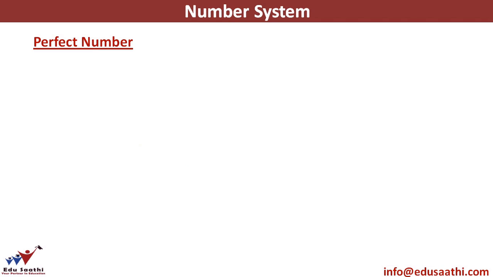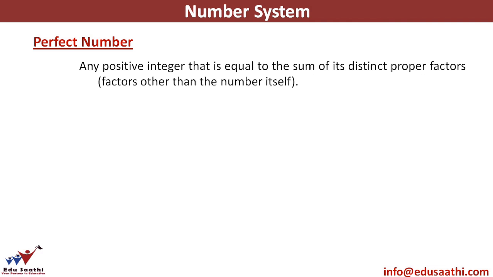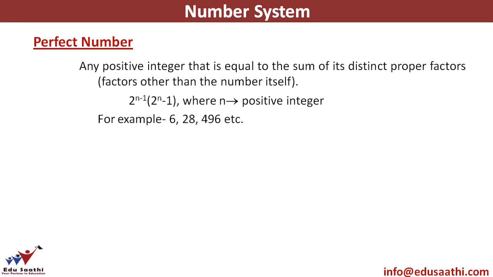Let's look at perfect number now. Perfect square we have understood. Let's look at what is a perfect number. A positive number that is equal to the sum of its distinct proper factors is a perfect number. Proper factors means factors other than the number itself. For example, in the case of 6, 6 can be represented as 1 plus 2 plus 3. 1 is a factor of 6, 2 is a factor of 6, 3 is a factor of 6. If you add up its distinct proper factors, they add up to give you the number itself. That kind of number is known as a perfect number.